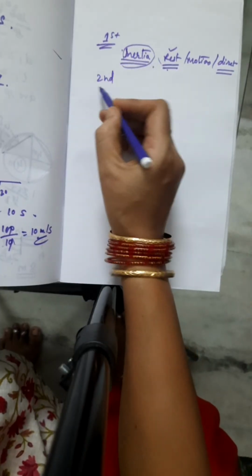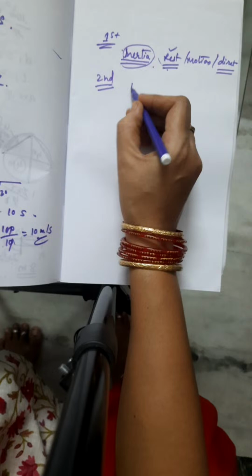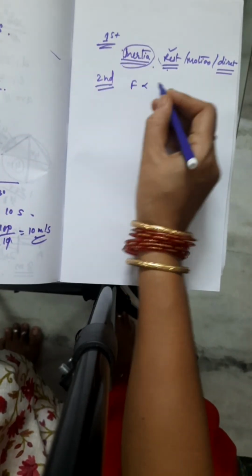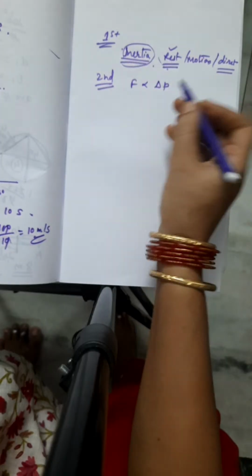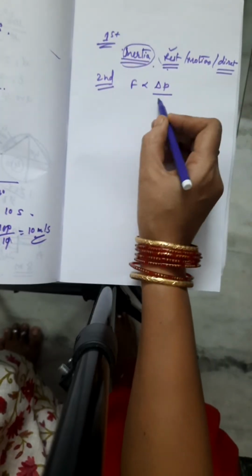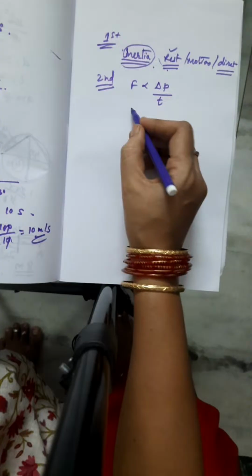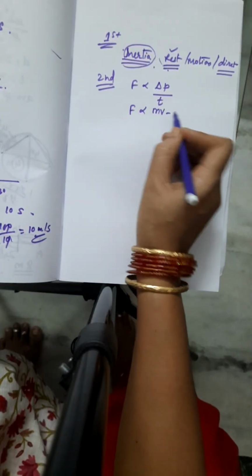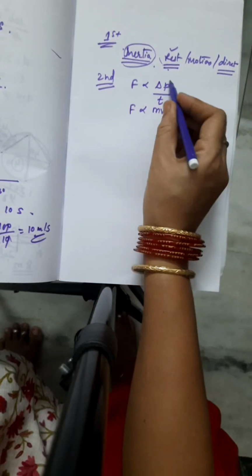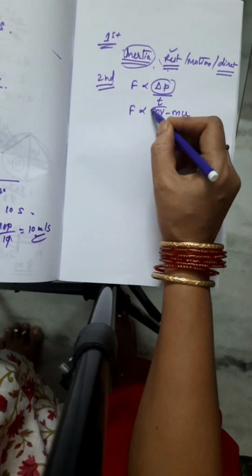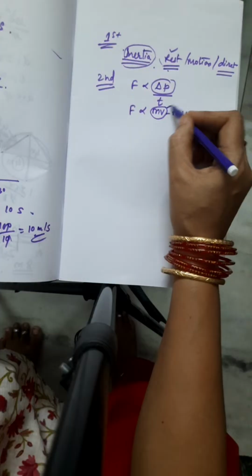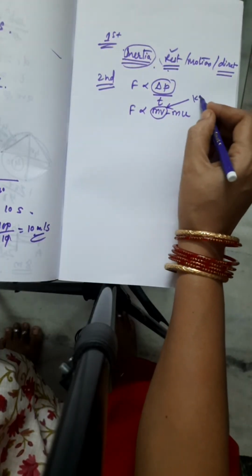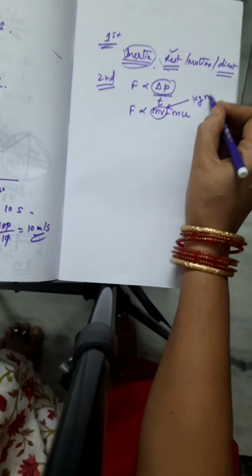Newton's second law gives the definition of force. So how do we get the force? Force is proportional to the change in momentum. Momentum is given by small p, with respect to time. As it is change in momentum, it's mv minus mu. What is momentum? Momentum is the product of mass and velocity. So the unit of momentum will be kg for mass and meter per second for velocity.